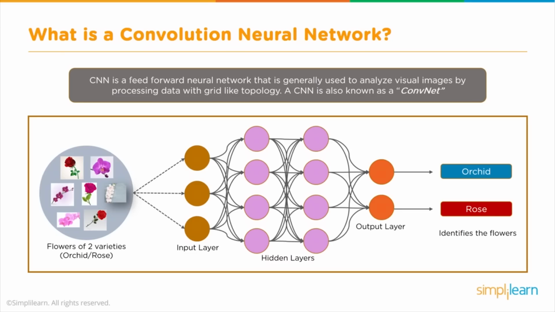CNN is a feed-forward neural network that is generally used to analyze visual images by producing data with a grid-like topology. A CNN is also known as a convnet.